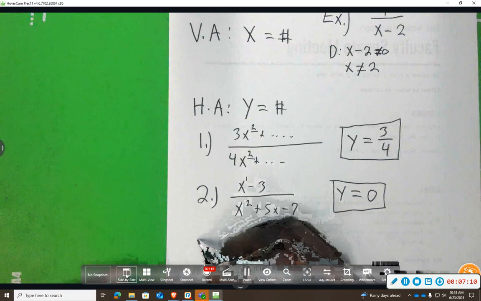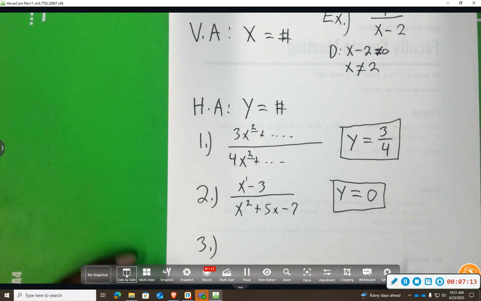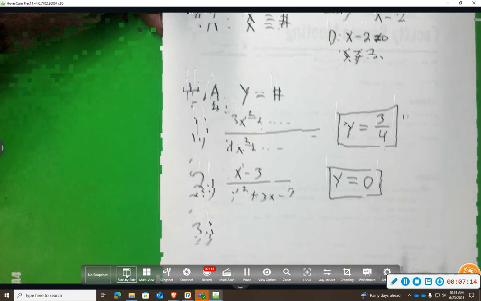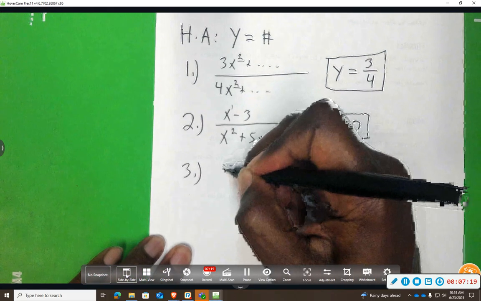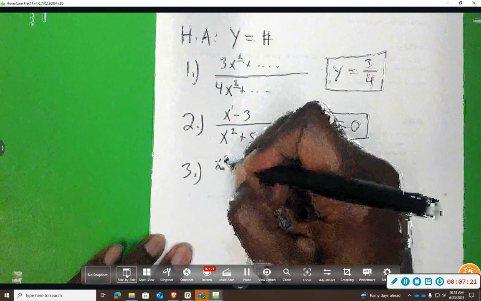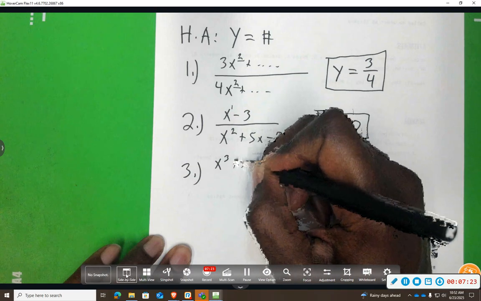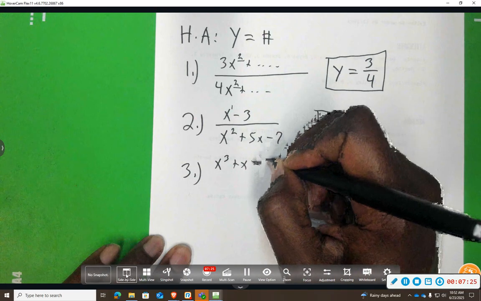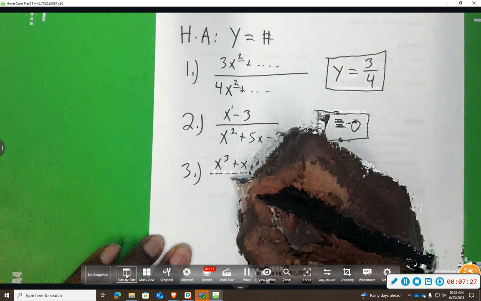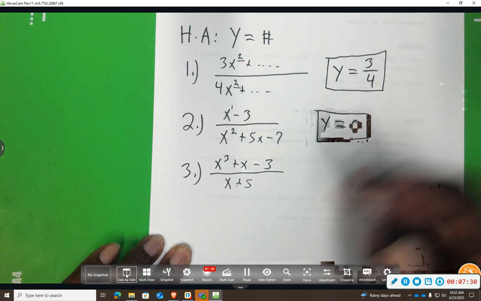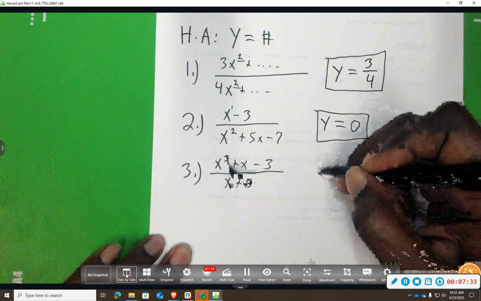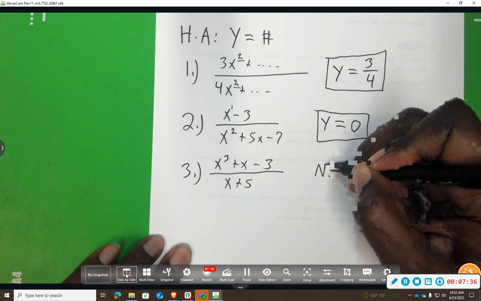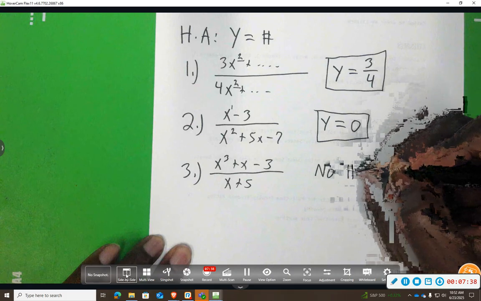And then case number 3, slide up a little bit. The degree of the top is greater, so let's just say we had an x to the third plus x minus 3, doesn't matter. And over here, let's just say we got x plus 5. Okay, so the degree of the top is bigger than the bottom, 3 over 1. There is no horizontal asymptote, so no HA.